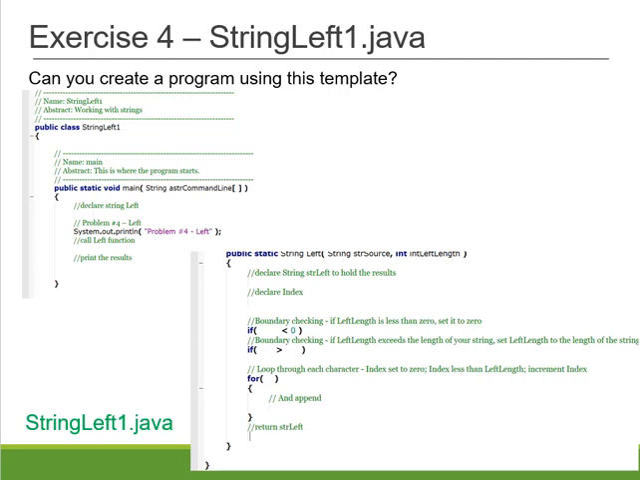Use the template to create the program. This includes boundary checking. If the left length is less than 0, the left length needs to be set to 0. If the left length exceeds the length of the string, set the left length value to the length of the string. This logic will avoid the IndexOutOfBoundsException.